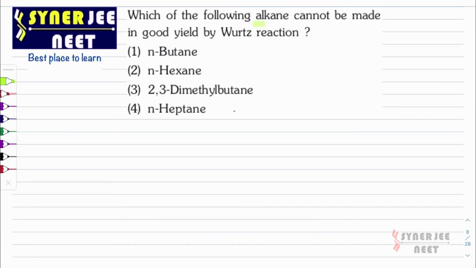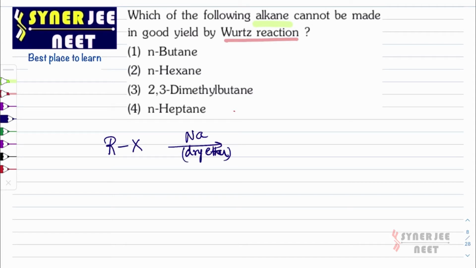Which of the following alkanes cannot be made in good yield with the Wurtz reaction? So how to answer this question? First you understand what the Wurtz reaction is. See, in the Wurtz reaction, we use some alkyl halide and sodium in the presence of dry ether. The dry ether's role is solvent, not much more than that.